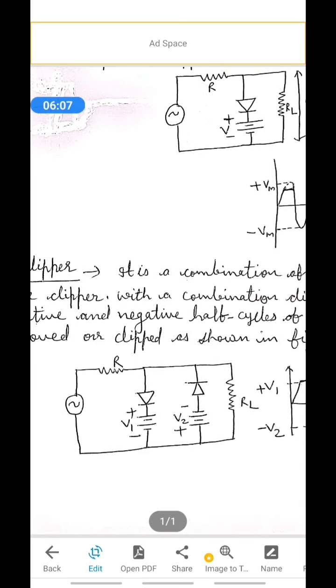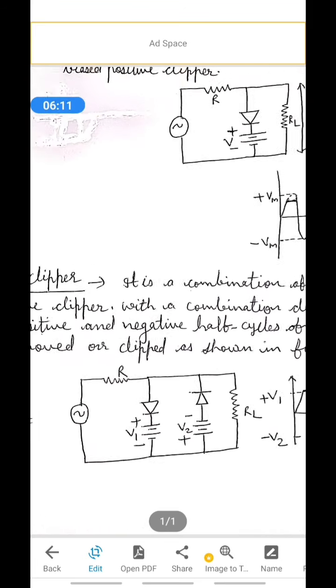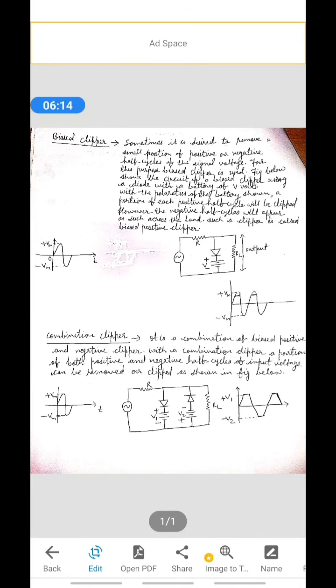In this circuit diagram, we can see that this circuit has biased positive and negative clipper. It is a combination of biased positive and negative clipper. The circuit action we can explain as follows.